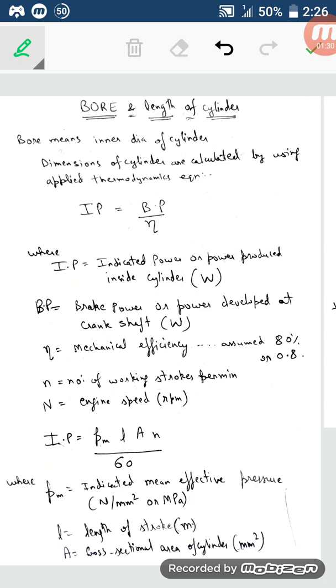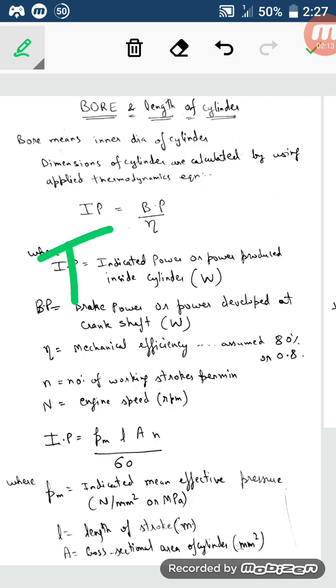So what exactly is indicated power and what exactly is brake power? Indicated power is the power produced inside the cylinder. Some combustion or process is happening, in my two-stroke engine or my four-stroke engine, and some power is getting generated. This power will be transmitted to my crankshaft. While transmitting the power, there could be some losses due to many factors. It could be friction, it could be anything. So some power will be lost.